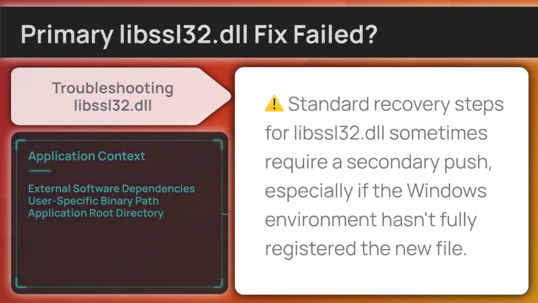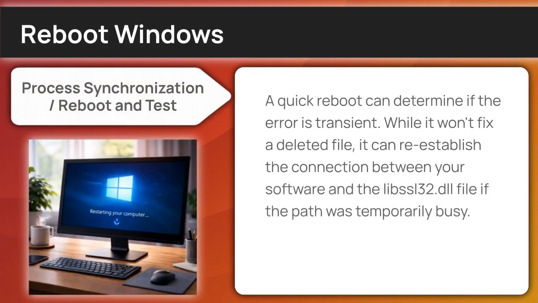In cases where the official installer remains ineffective, we must escalate to a manual review of your system's active runtime state. A system reboot is a reliable way to clear away zombie processes that might be interfering with libssl32. It's a low-impact step that ensures your operating system is starting with a synchronized environment.